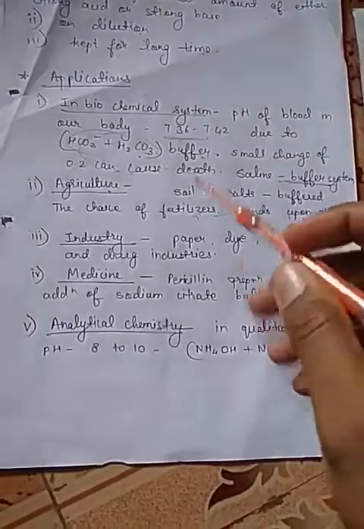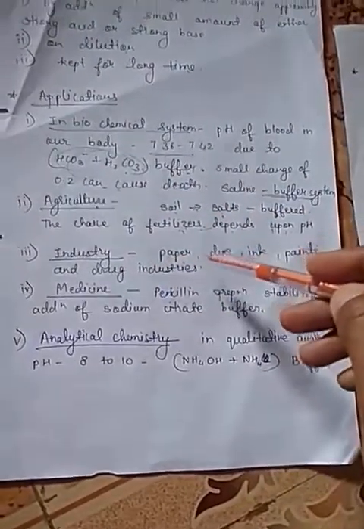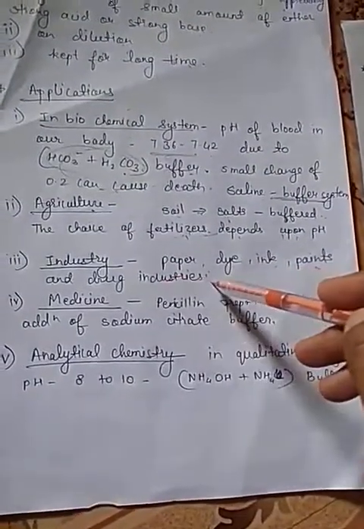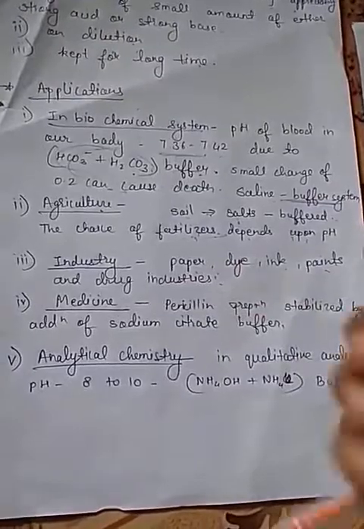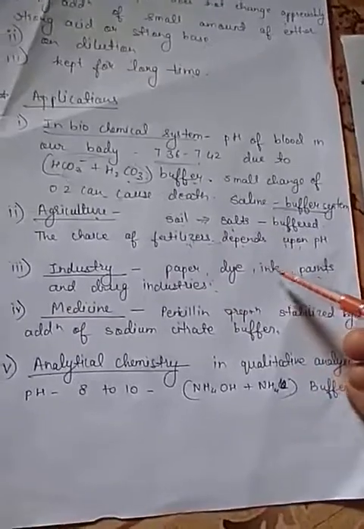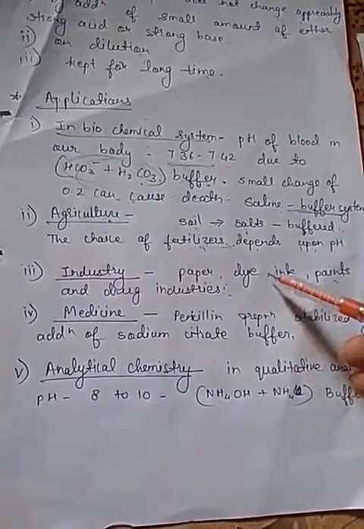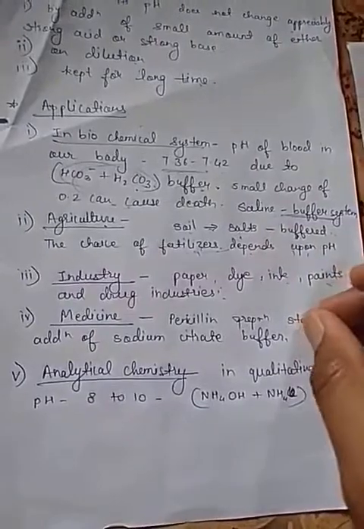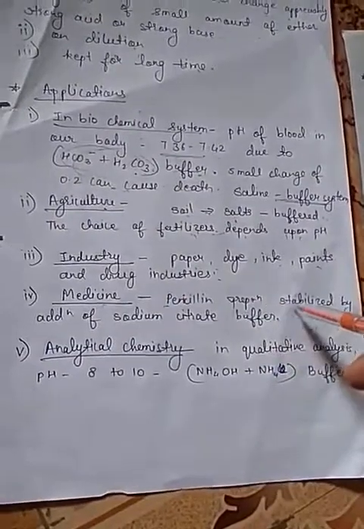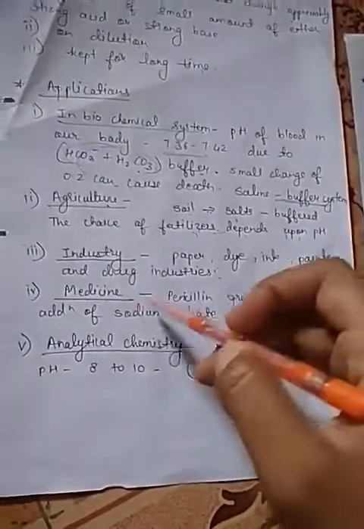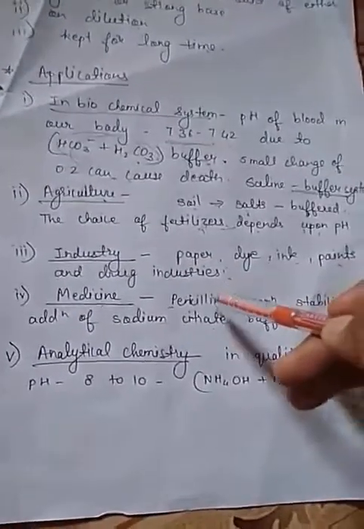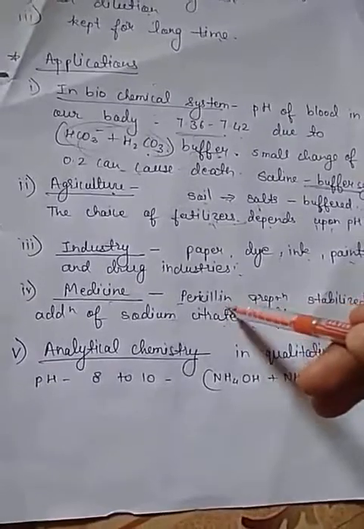The third application is industries. Buffer solutions are used in paper, dye making, ink, paints, and drug industries, so that they can resist the change in pH, to make the medicines being processed, or even in dye making, because we need to maintain the pH neutral, not acidic or basic. Next is in medicines. Penicillin is prepared by stabilized addition of sodium citrate, which acts as a buffer. So in medicine preparation also, buffers are added to make the neutral pH, that is 7.